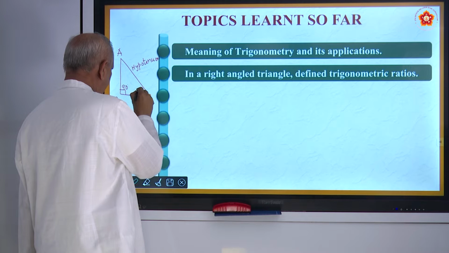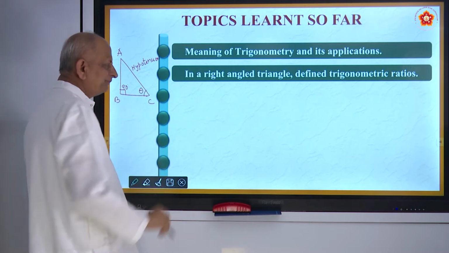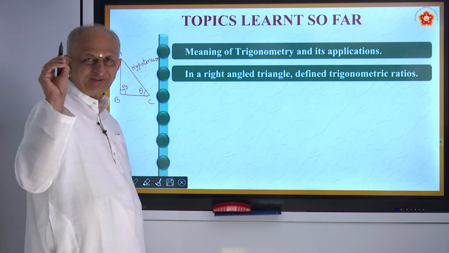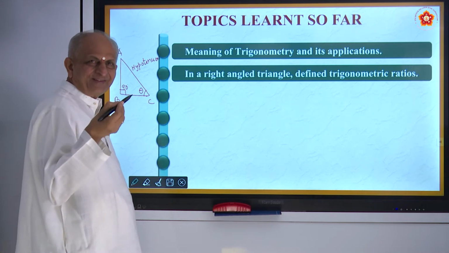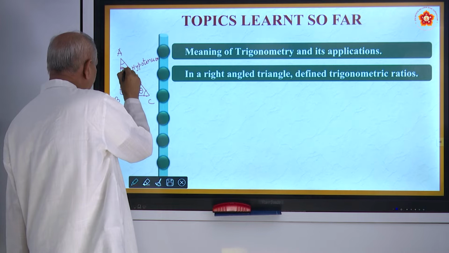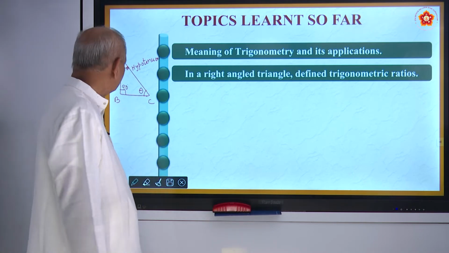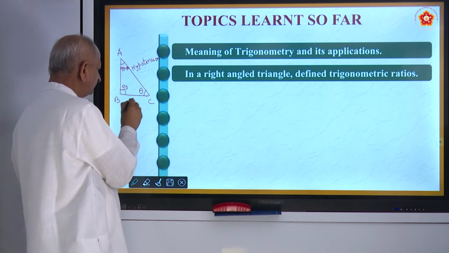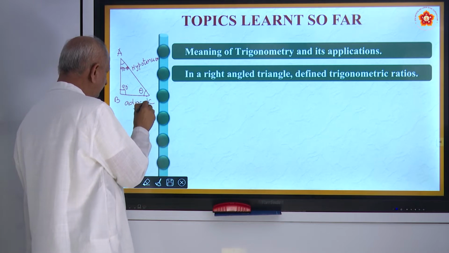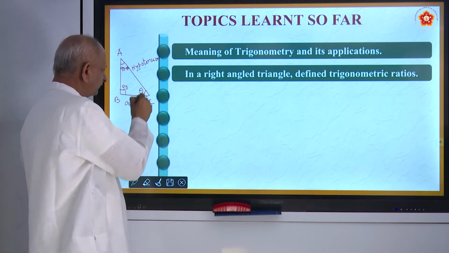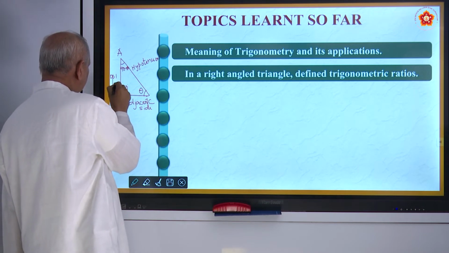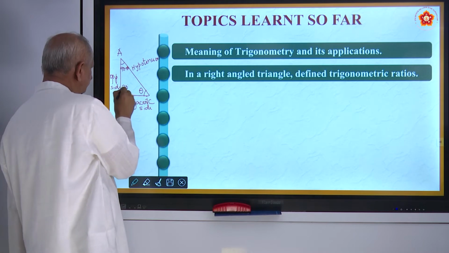So we call it as angle theta here. What is theta? Theta is a name given to an angle where the value is not fixed, is it not? If this becomes theta, this will be 90 minus theta, because sum of these two is 90 degrees. And what is this side called? This side is called adjacent side. Adjacent means next to. And this side is called opposite side. It is opposite to angle theta.